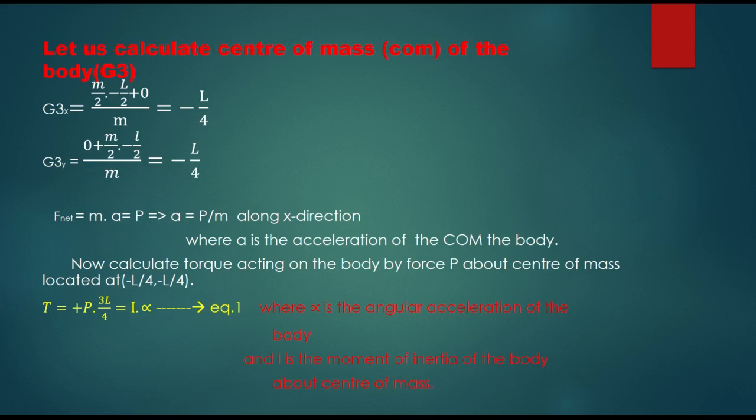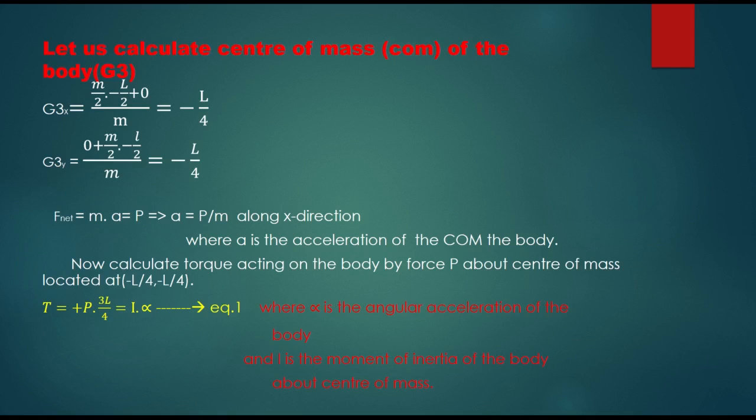Let us calculate the center of mass of the body, denoted as G3. We know the center of mass of two bodies is m1r1 plus m2r2 divided by m1 plus m2, where r1, r2 are the position coordinates. Here the mass of each rectangular body is m by 2 due to symmetry. Hence the x coordinate of the center of mass, G3x, is equal to m by 2 into minus L by 2 plus 0, divided by m, which is minus L by 4. Similarly, G3y is equal to 0 plus m by 2 into minus L by 2, divided by m, which is equal to minus L by 4.